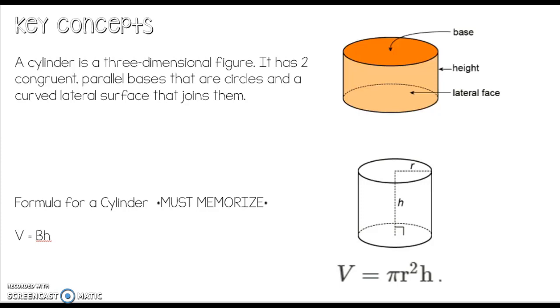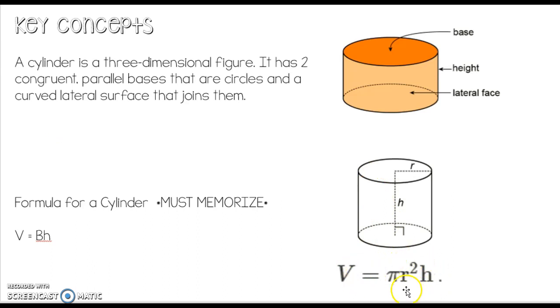A cylinder here is this three-dimensional figure, and it has two congruent parallel bases, and then this curved surface that joins them. When you're looking at volume formulas, really the only formula that you need to be aware of is base times height. So when you're looking at base times height, the base of this cylinder is a circle.